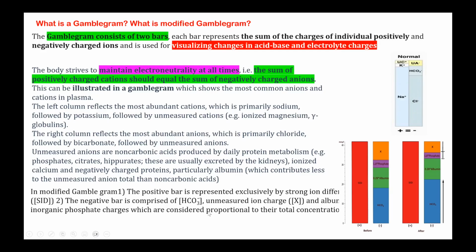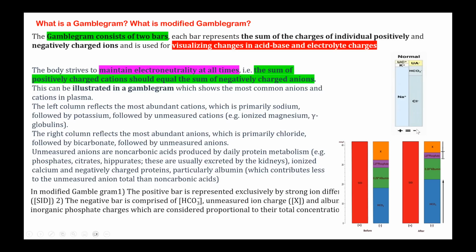So by including that, they modified this Gamblegram. The positive bar represented exclusively the strong ion difference between the positive and negative charge. And the negative bar comprised bicarbonate, unmeasured ions, albumin, and other phosphate charges. So by looking at this picture, you can easily identify the nature, whether it is an acidosis or an alkalosis.